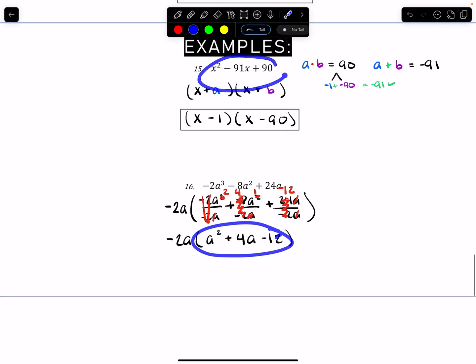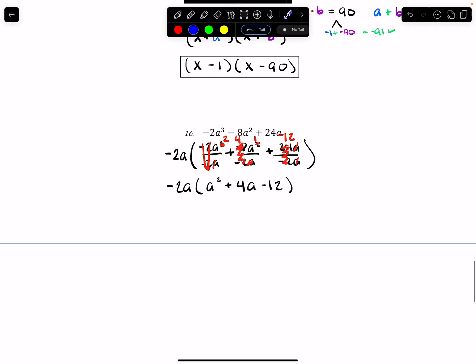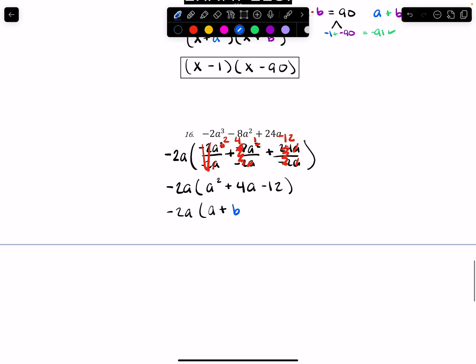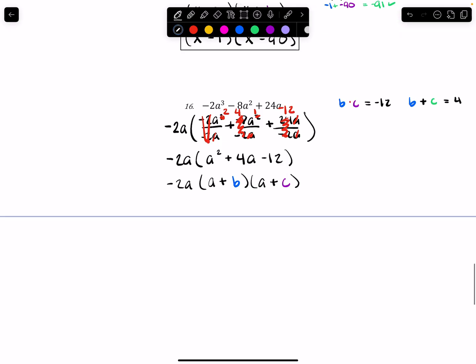And then look at this guy. This guy looks like this guy, right? We can factor it. That's going to factor into, that negative 2A is still going to be out there, right? But then it's going to have A plus some number. We can't use A, so let's use B and C this time. Times A plus some number. We know those two numbers being multiplied should give us that negative 12. And we know those two guys being added should give us a 4.